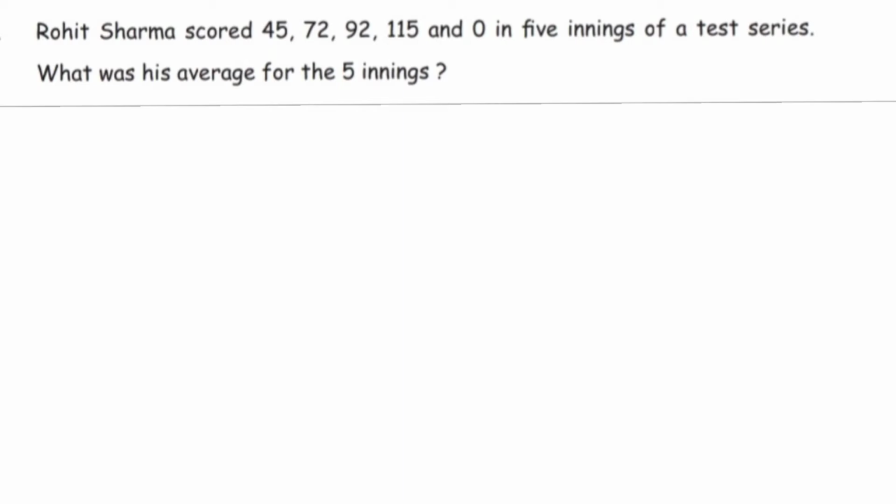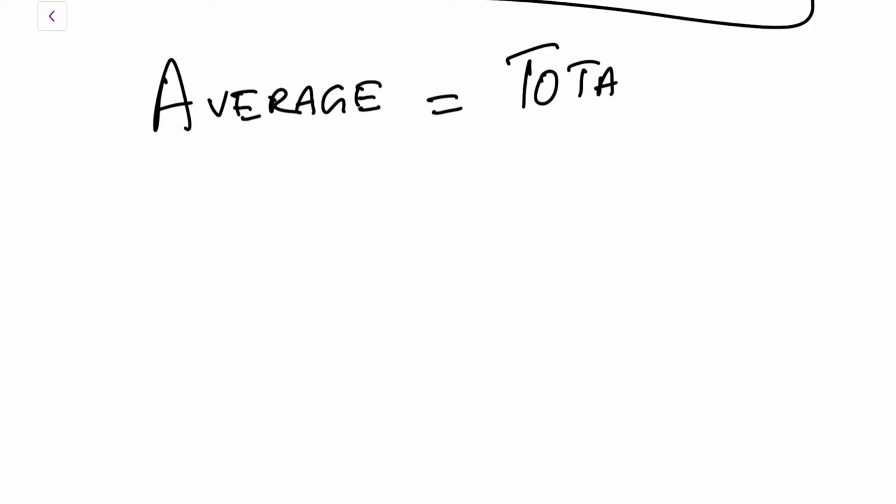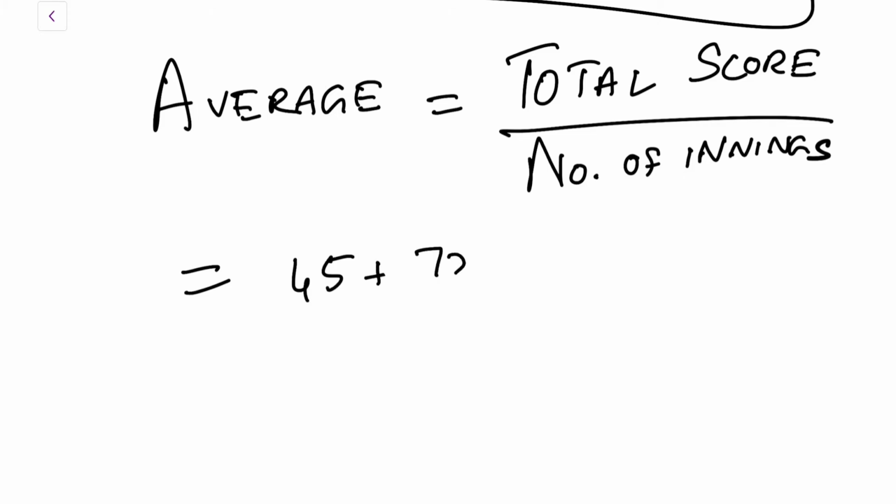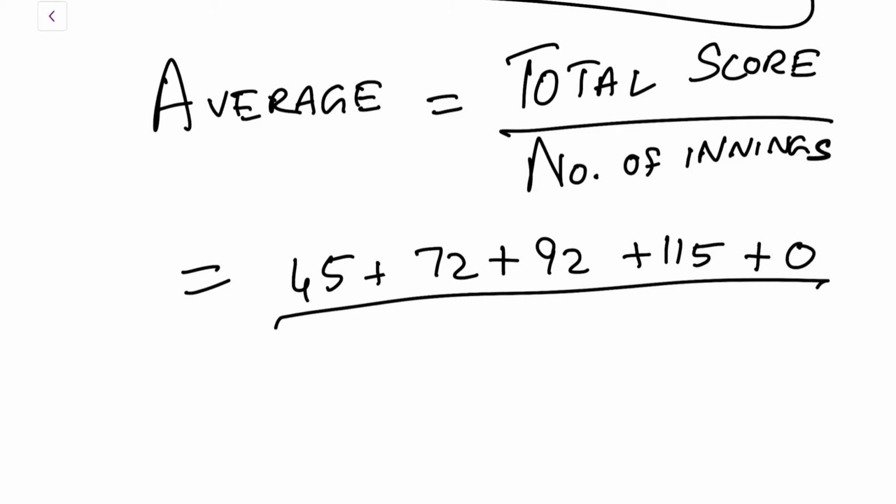Interesting, right? So, what is average? How do you find out average? So, the average score of Rohit Sharma will be the total score divided by number of innings. Correct? So, how do we calculate total score? Just add up all the scores. 45 plus 72 plus 92 plus 115 plus 0. And the total number of innings given is 5.